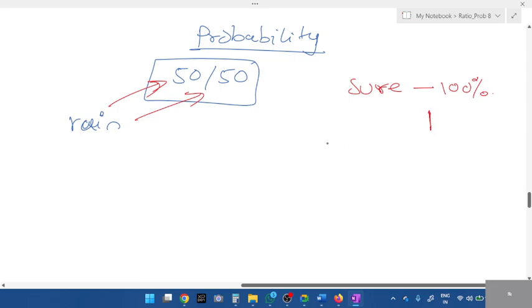For example, are we sure that how many days are there in a week? If I tell 8, is it correct? Respond. Do we have 8 days in a week? No, we have only 7, right? So that is not a sure event. Something which is 100% true or fact, we give 1. Next, something which is not true or not sure, we give 0.